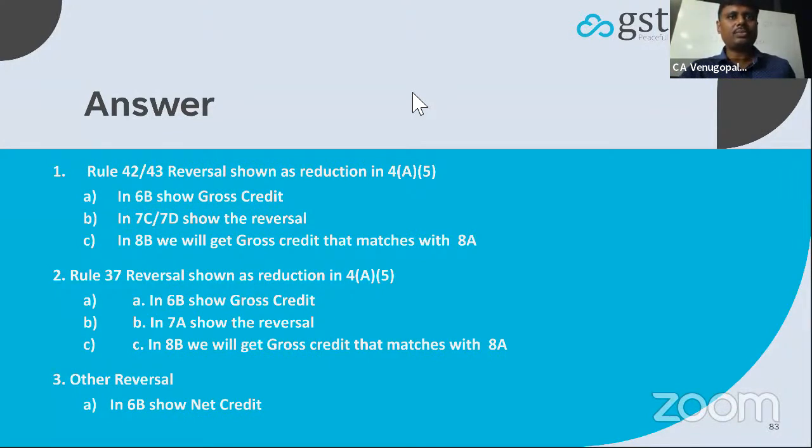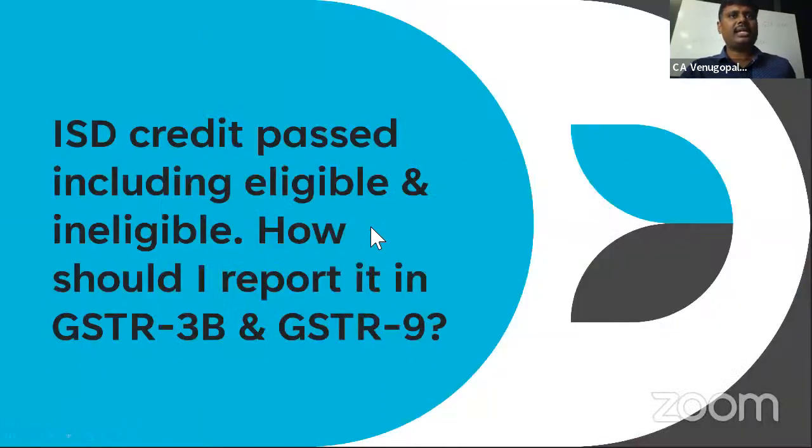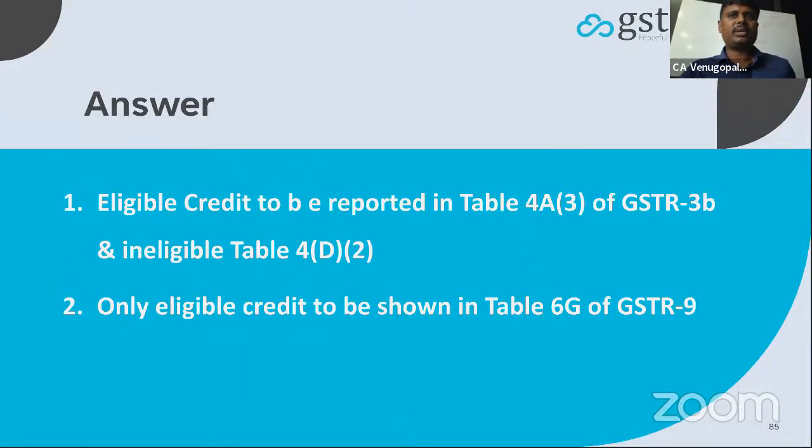Next, ISD credit is passed including eligible and ineligible. How do I report it in GSTR 3B and GSTR 9? In ISD credit, when you get eligible and ineligible, eligible credit only has to be reported in 4A3. Only eligible has to be reported in 6G of GSTR 9. Ineligible, you should not be reporting these credits.